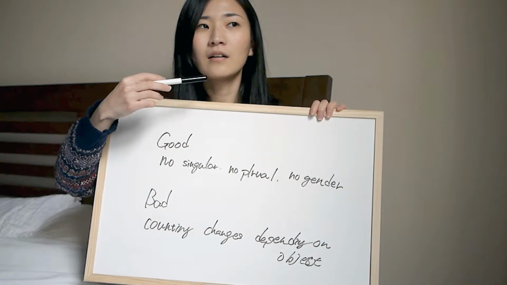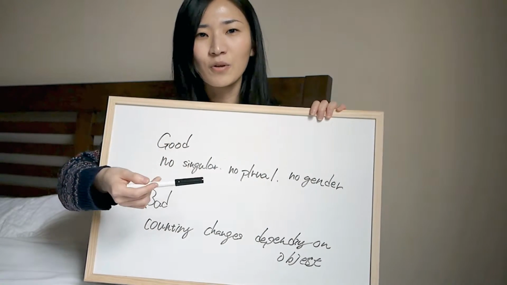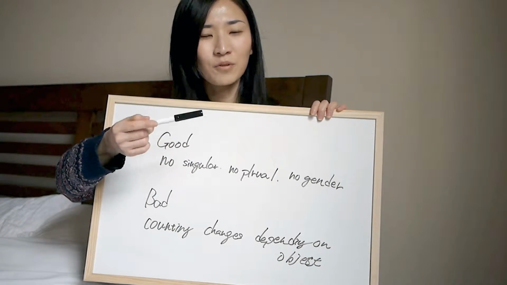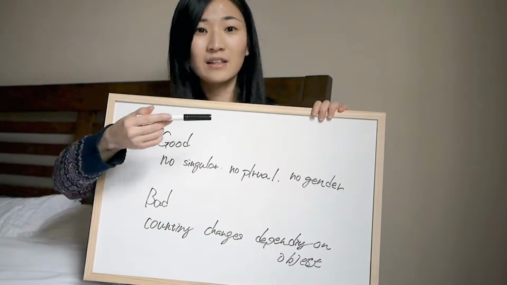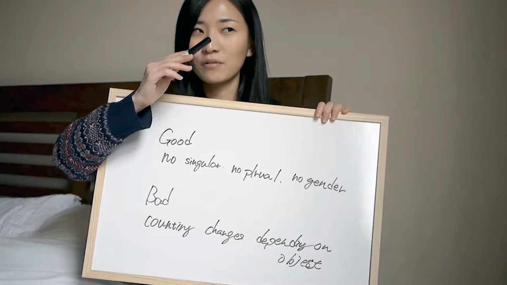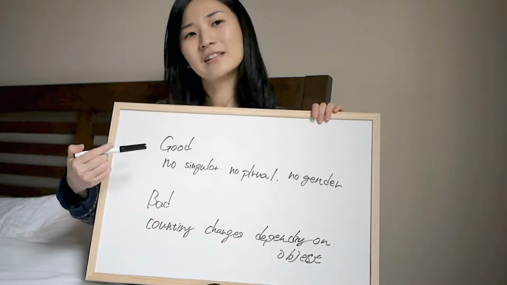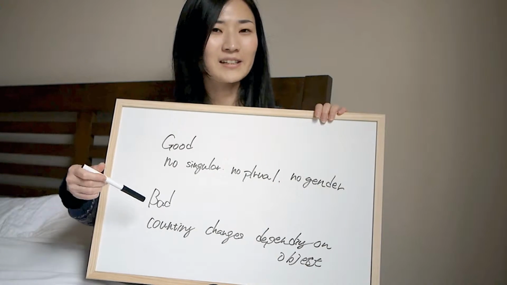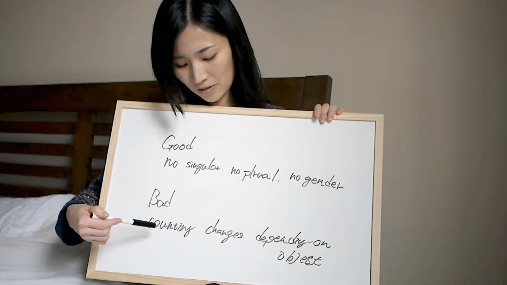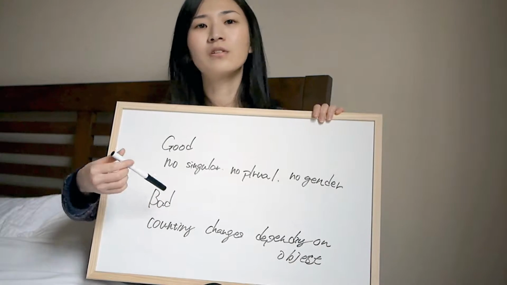So apple is apple always, no matter if it's an apple or two apples. In English, you have to put s on the end. The bad news is, instead we don't change the noun, we change the numbers that come before it, so the counting changes depending on the object.